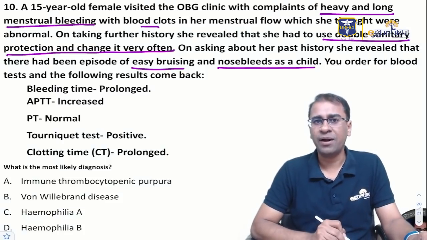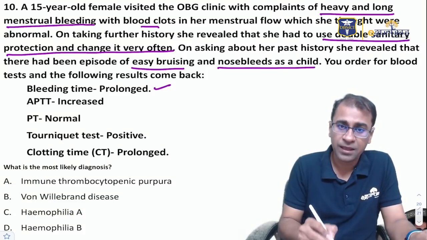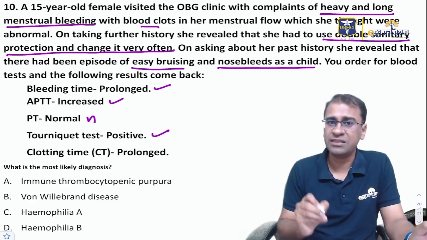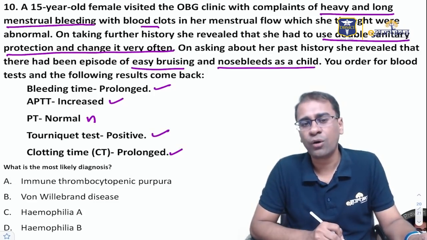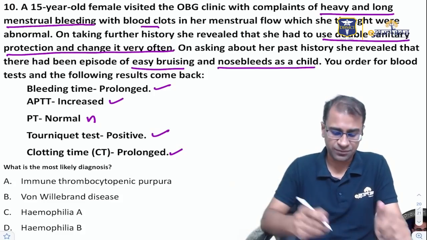You order blood tests, and what you get here is bleeding time prolonged, aPTT prolonged, PT normal, tourniquet test positive. That means she has thrombocytopenia also, and you see the clotting time also getting prolonged. Look at the choices. ITP.